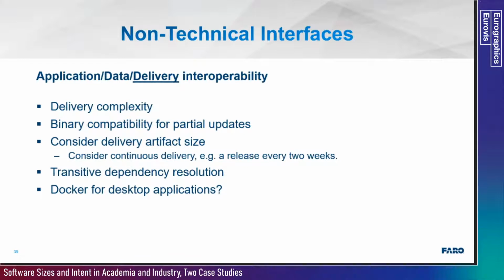And then there's the question of the delivery complexity. It may sound simple, but actually that is a huge pain if done incorrectly. So, do we have binary compatibility for partial updates? Artifact size does matter. Consider continuous delivery. Consider your application is updated every week and pushed out to the customers every week. And that is a scenario which is more and more important in the B2B business. So if I have to upload a terabyte of data every day, every week or whatever, it gets a pain and you don't want to go there.